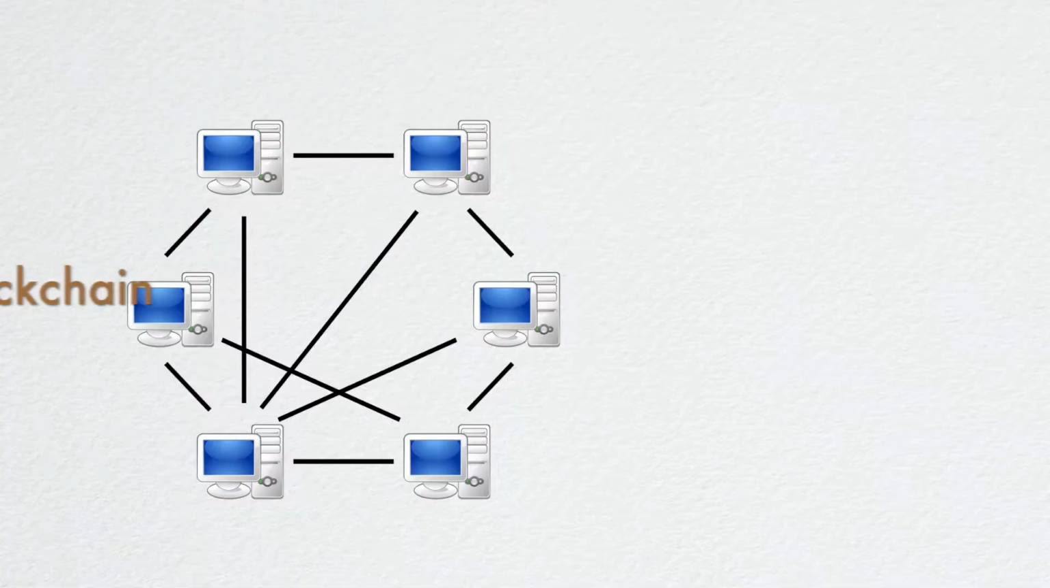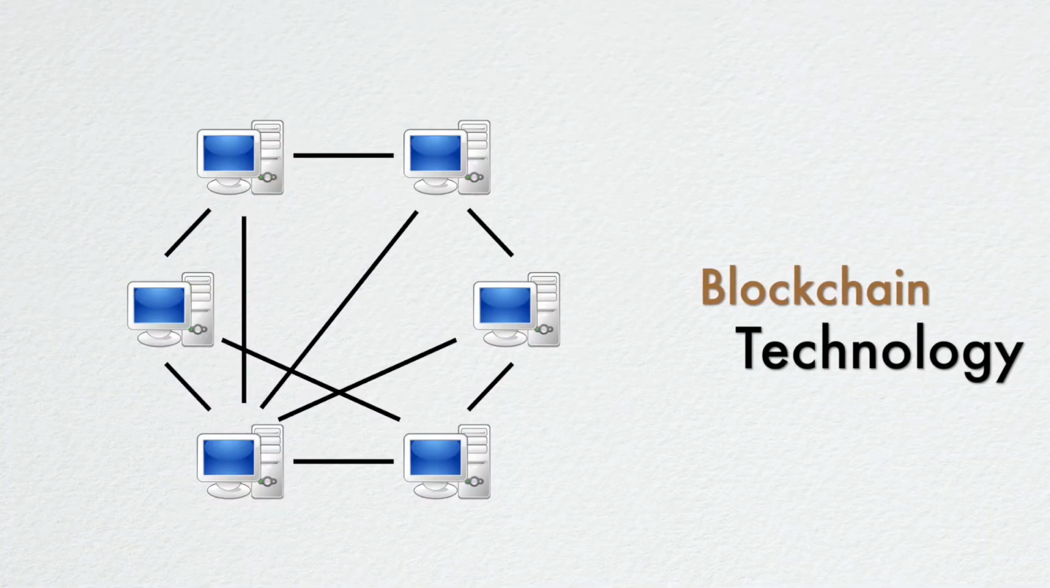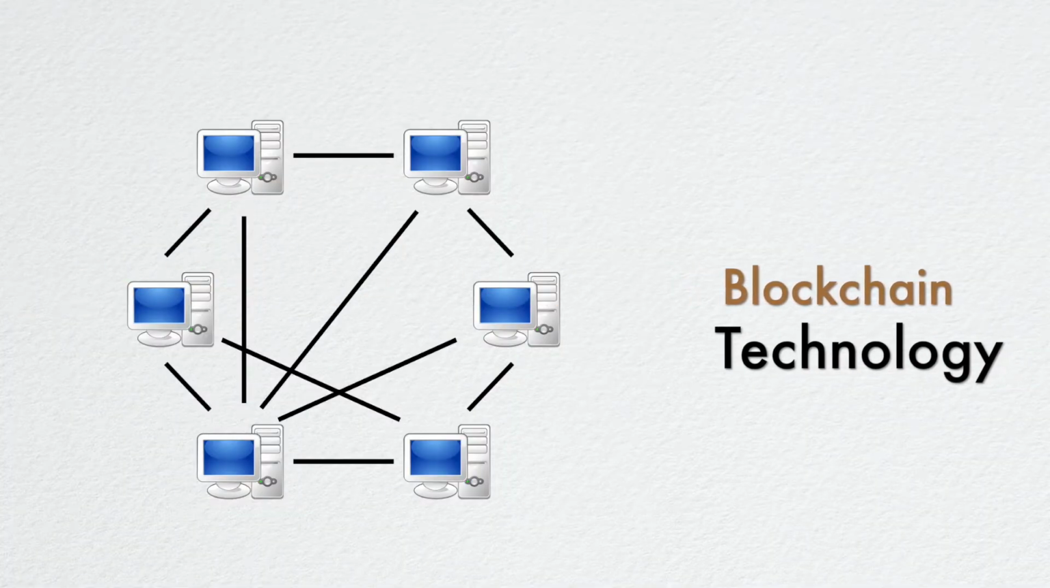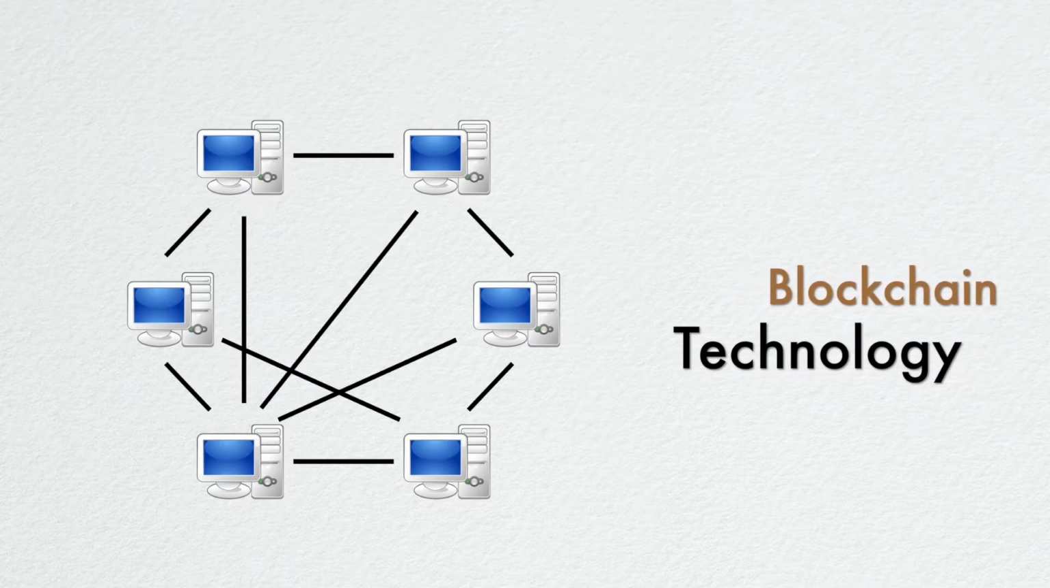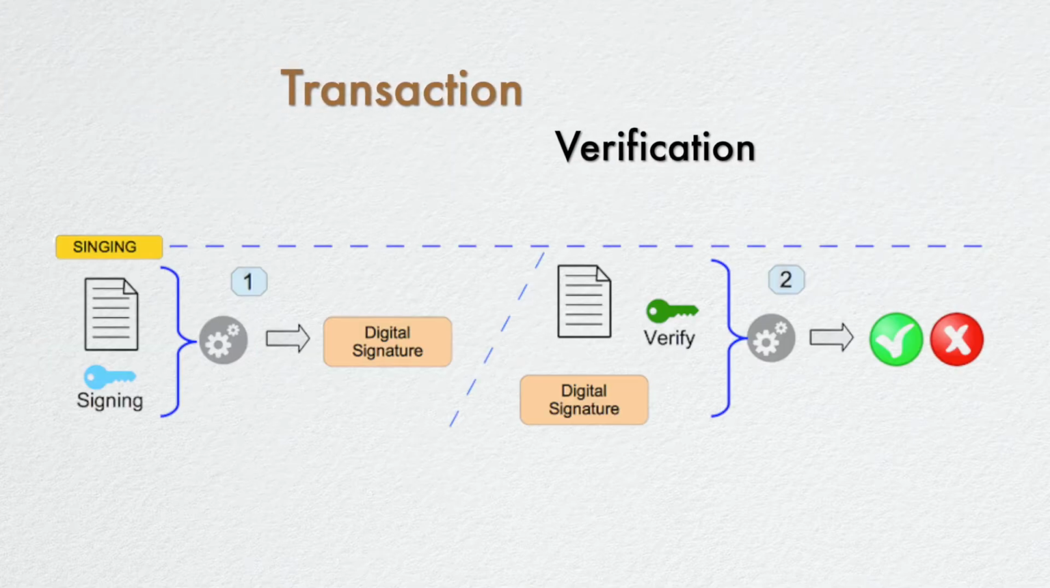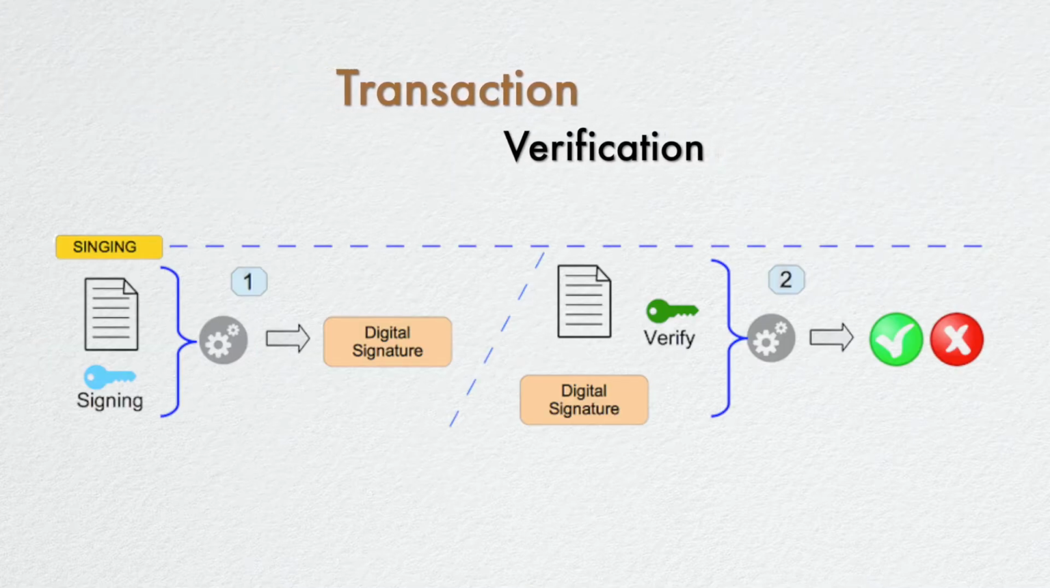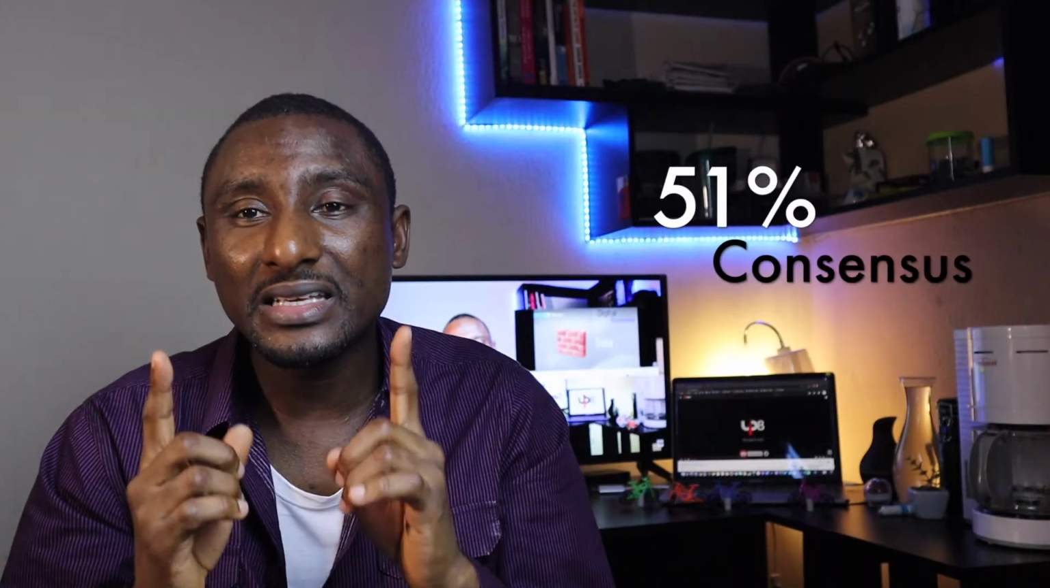This is not your regular database hosted on a central server by some bank or financial institution. It is hosted on a peer-to-peer network where each party is its own server and has a copy of the ledger that is updated every time a transaction occurs in the network. Before a transaction is recorded, it must be verified as valid by a consensus of at least 51% of the network.